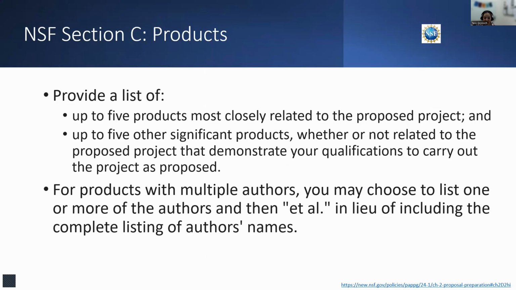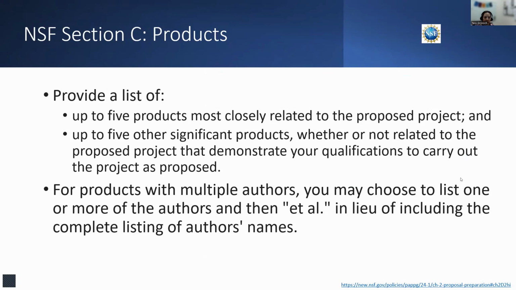So our next section for the NSF is NSF Section C, which is products. And you can list up to 10, with 5 being closely related to the proposed project and up to 5 other significant products, whether or not they're related to the proposed project, that demonstrate your qualifications to carry out the project as proposed. And if you're short on space and have products with multiple authors, you can list the first couple of authors, then use et al. in lieu of including the rest of the author names. So getting back to that question about shortening the author names and making edits.